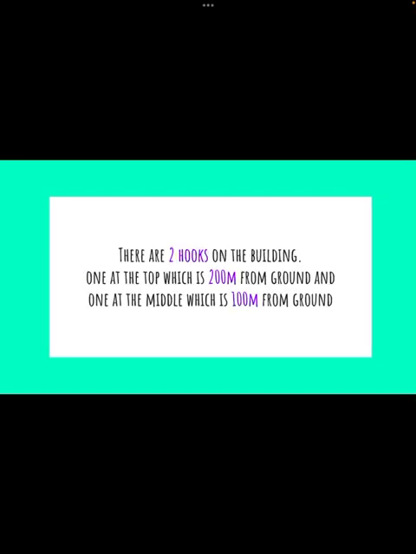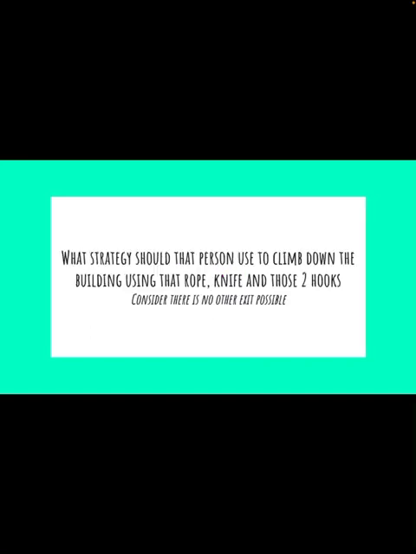Now there are two hooks on the building. One is at the top which is 200 meter from the ground, and one at the middle which is 100 meter from the ground. Now the top hook is obviously going to be used because we need to tie the rope somewhere before we climb down the rope. And this one additional hook which is at the exact center of the building, this can come handy to us when we try to solve our problem, right? So these are the constraints that we have.